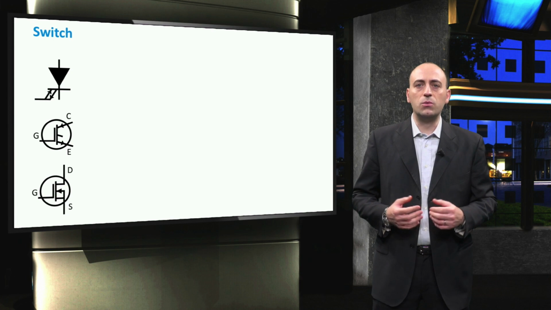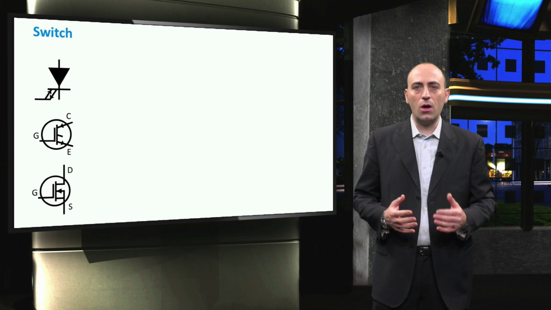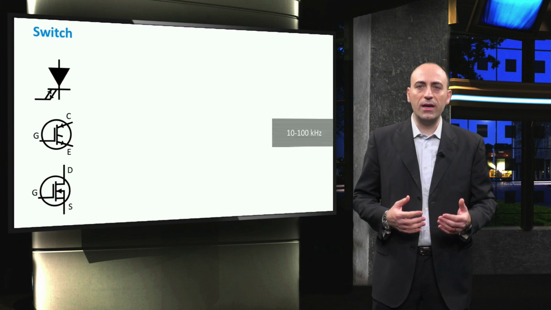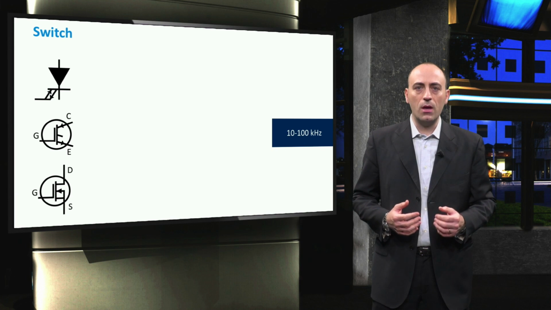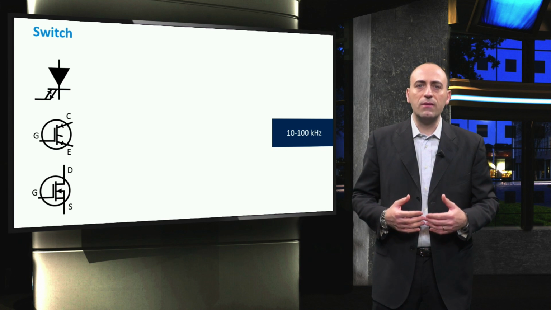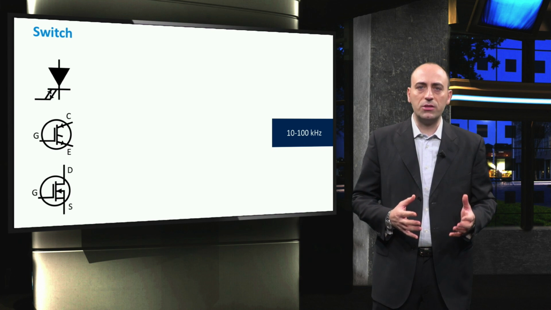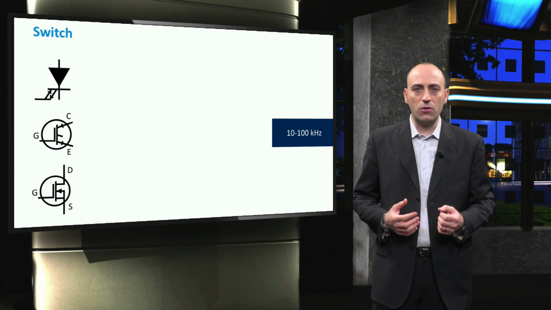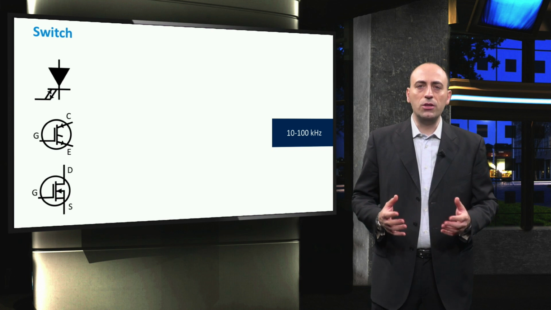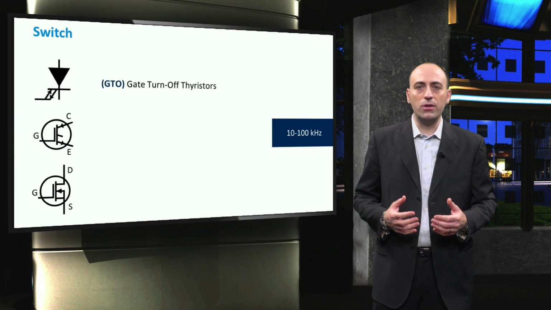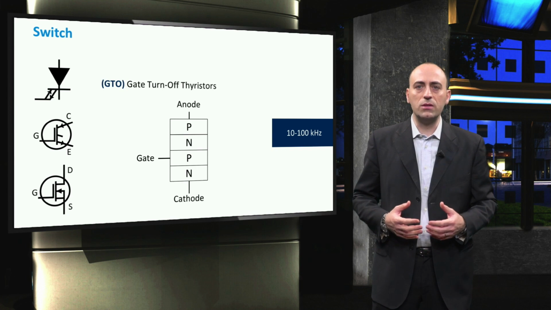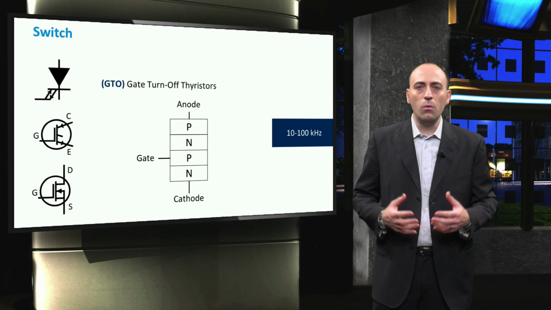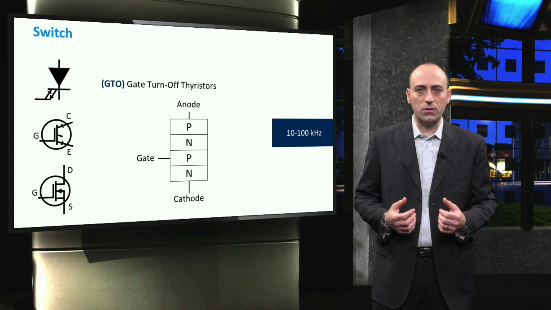First of all, we need switches, which are designed to turn on and off rapidly, from 10 to hundreds of kilohertz. These frequency ranges currently give a good compromise between harmonic distortion, reduced size of passive components, electromagnetic interference, and switching losses. Traditionally, conventional thyristors were used as switches. Thyristors are electric components consisting of three p-n junctions, which operate as bistable switches.